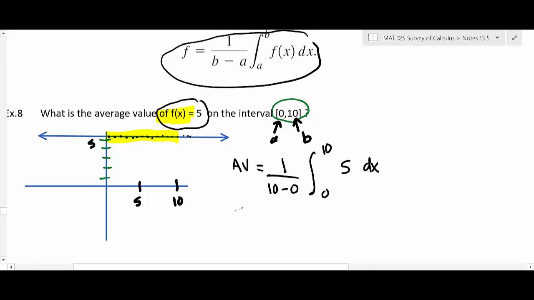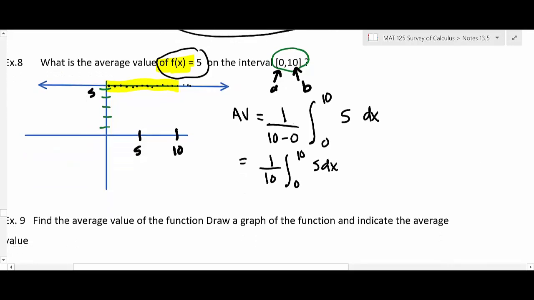Okay. So what you would have is 1/10. And then we're going to do the integral 0 to 10 of 5 dx. All right. So what is the antiderivative of 5? 5x. We have to remind ourselves how to do these definite integrals now. So that would be 1/10. The antiderivative of 5 is 5x, and that's what gets evaluated from 0 to 10. You write that like that. You put that bar to represent that you're evaluating that.